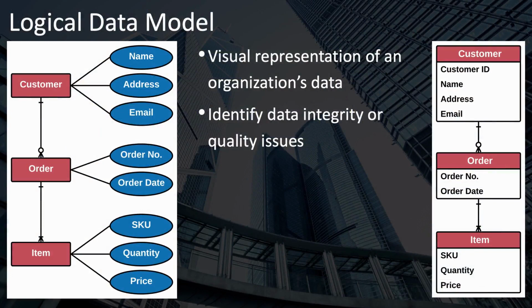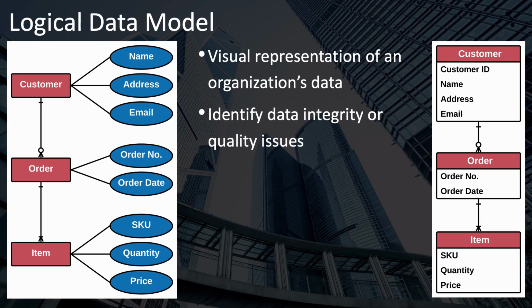Here are a couple of examples of logical data models. Here on the left, you can see that it represents 3 different types of information about customers, orders, and items. And then on the right-hand side, in the blue ovals, you can see that it has the details for each of those objects. So name, address, and email for customer, and so on.